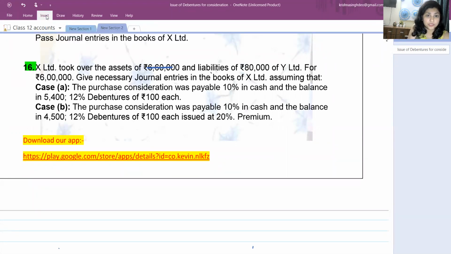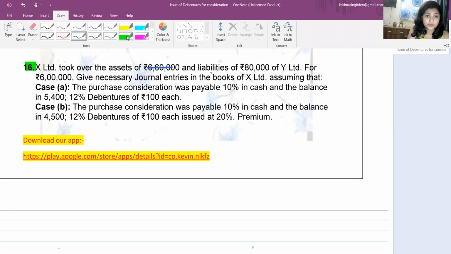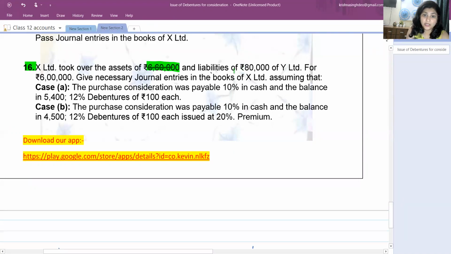Okay, let me just choose a highlighter over here. X Limited took over assets of rupees 6,60,000 and liabilities of rupees 80,000 of Y Limited. Okay, this is business taking over for 6 lakh. So what is this 6 lakh? 6 lakh rupees is the purchase consideration. Give necessary journal entries in the books of X Limited, assuming that in case A, the purchase consideration was payable 10% in cash and the balance in 5,400, 12% debentures of rupees 100 each.